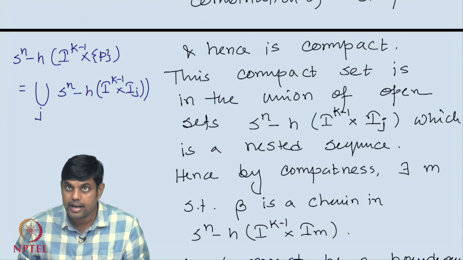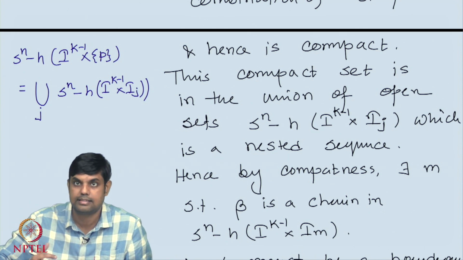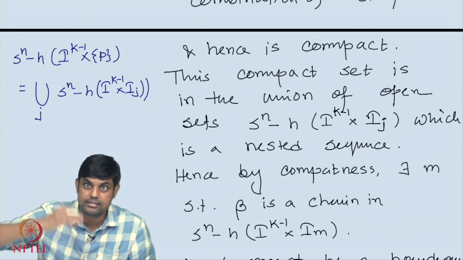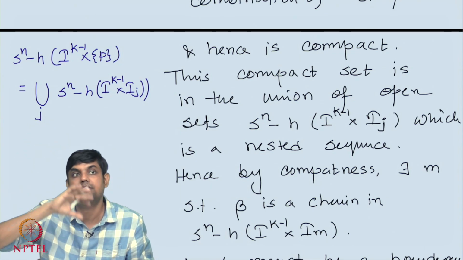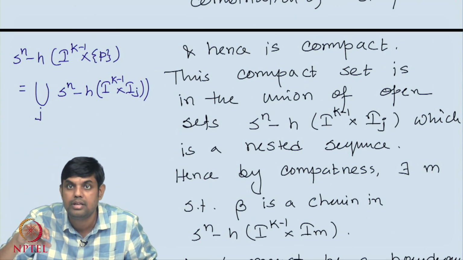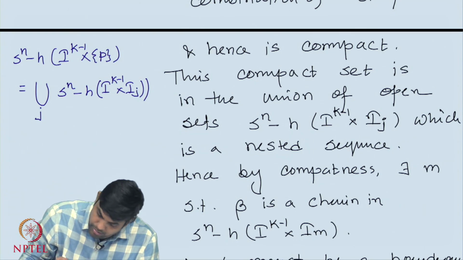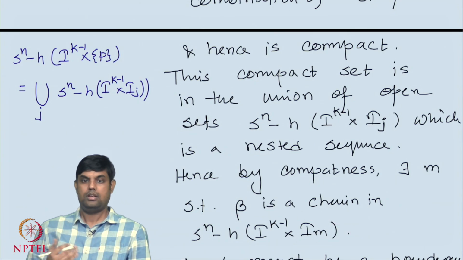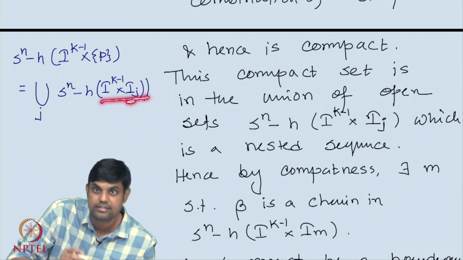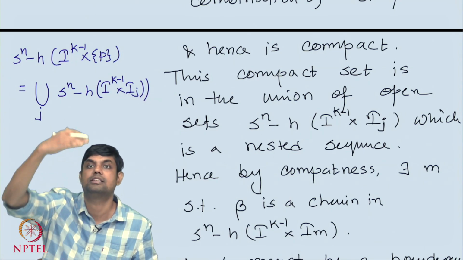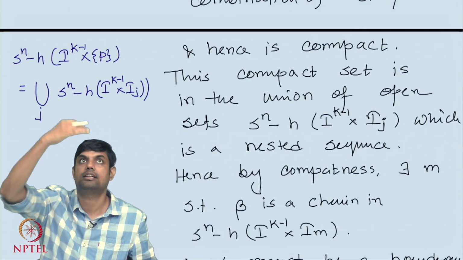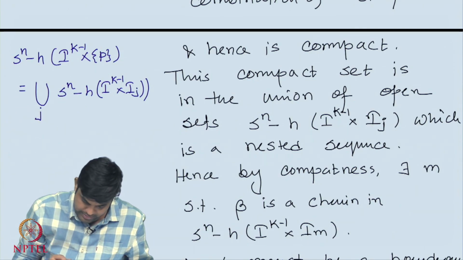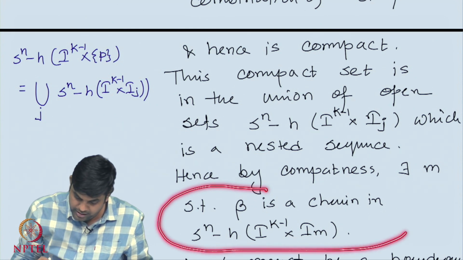Because they are nested, one containing another, this is an increasing sequence. Because beta is contained in finitely many of them, it must be contained in one of them, the biggest one in that chain. The I_j are decreasing in length, so the complement is increasing, and beta is contained in finitely many of them, so take the highest one. All of this argument tells you that beta is a chain in one of these.